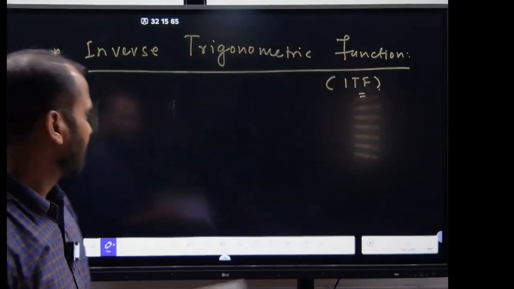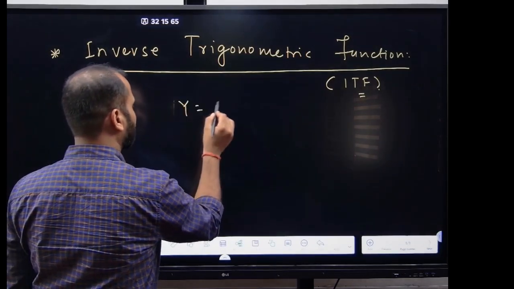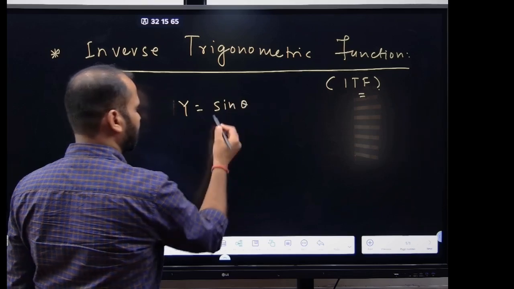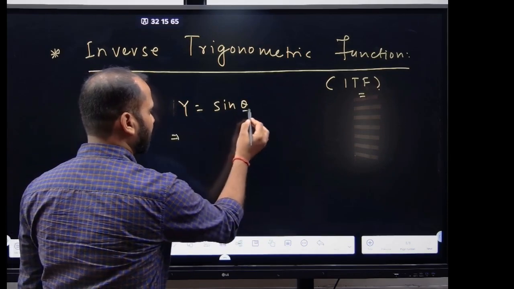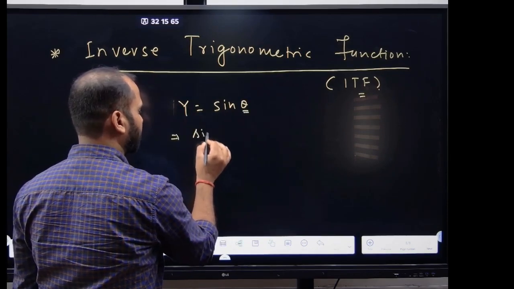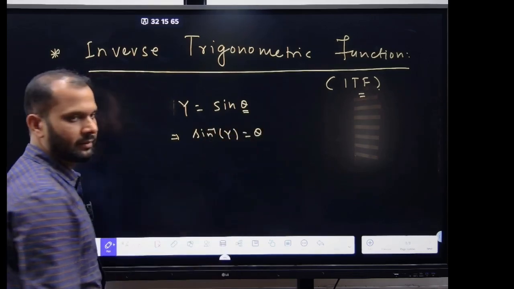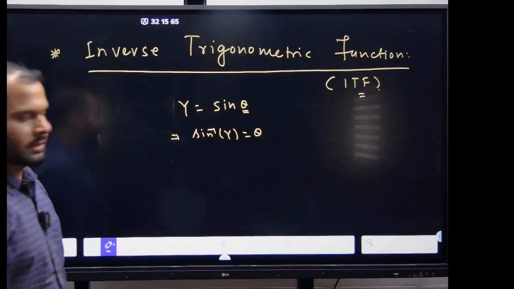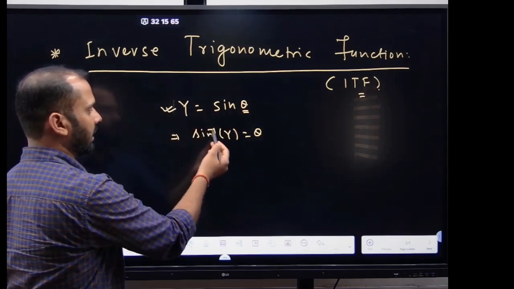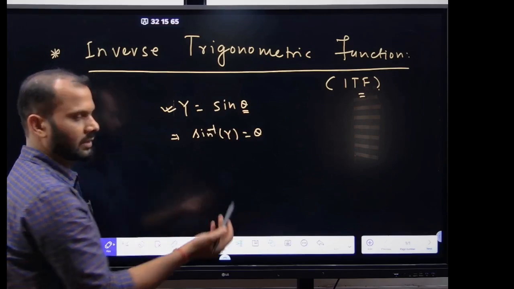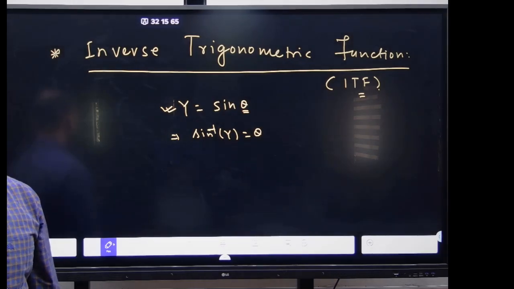Okay, so just see, before that I want to inform you what the inverse trigonometry is. If I write y is equal to sin theta, this is called trigonometry, right. When it becomes inverse, theta we will be calculating, so this will come this side. So, sin inverse of y is equal to theta. This is called inverse, right. Whenever sin to the power minus 1, cos to the power minus 1, tan to the power minus 1 is there, all those are nothing but inverse, right.